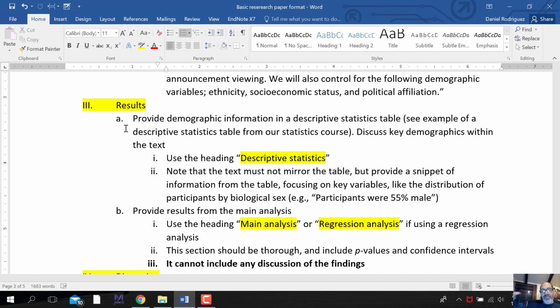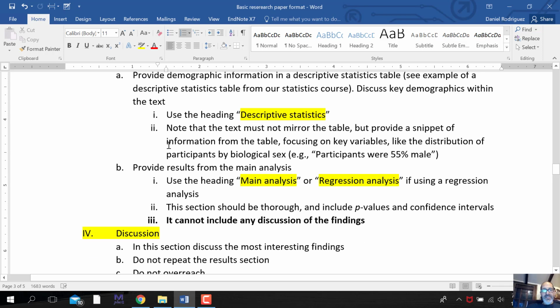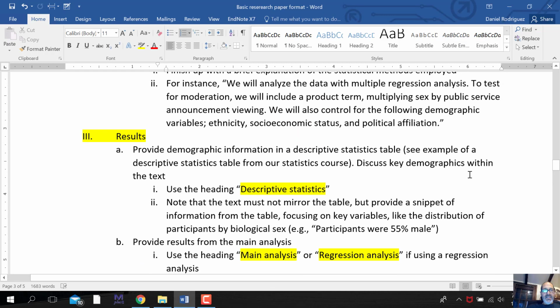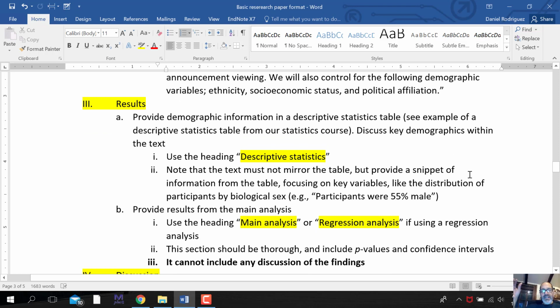Usually you'll have a table of some sort for this, a descriptive statistics table. In my courses, I teach my students how to create these. So if you aren't one of my students, I would look up what a descriptive statistics table would be like and put it in there. I don't think I have one in here, do I? Nope. Yeah, what a descriptive statistics table would look like. But it generally has frequency and proportion for categorical variables, and means and standard deviation for continuous variables.